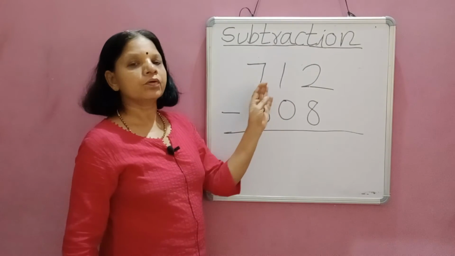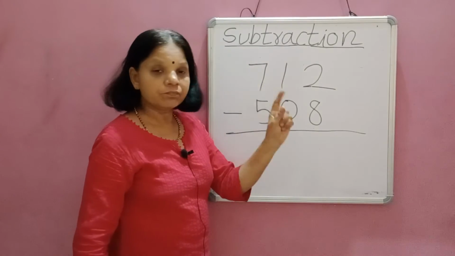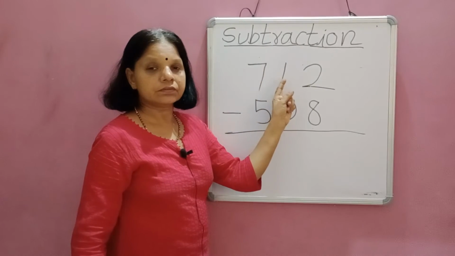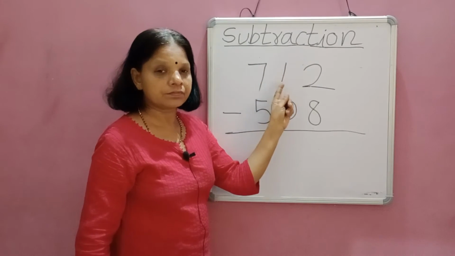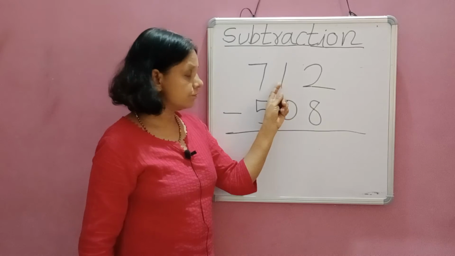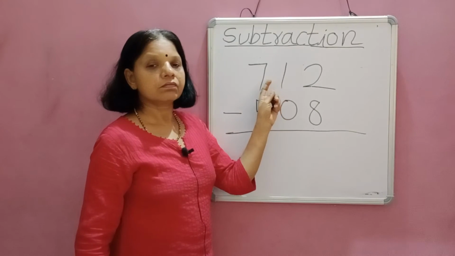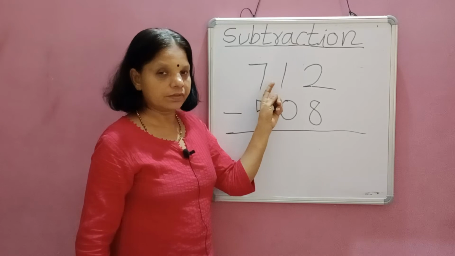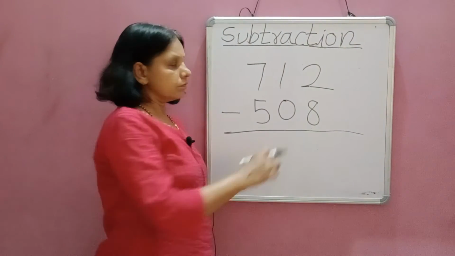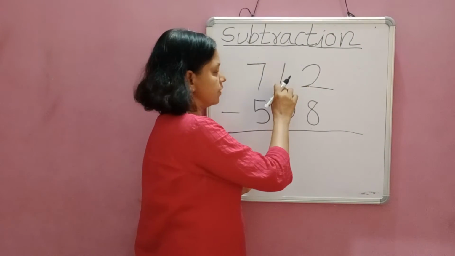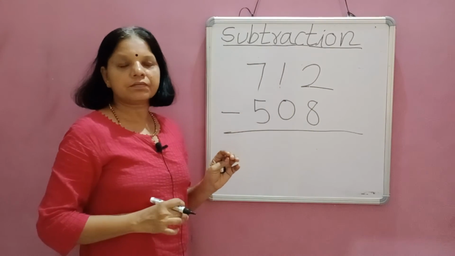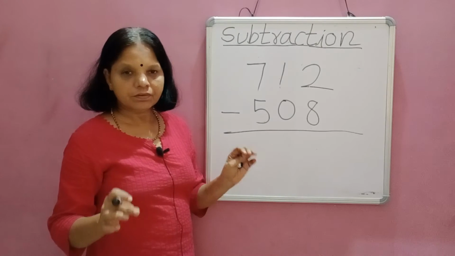We have to borrow one unit from the digit of the next higher place. So which is the next higher place? Tens place. Which number is here? 1. Only one unit is there. Borrow 1 from this tens place 1. So when it comes to the units place, it becomes 10, not 1.